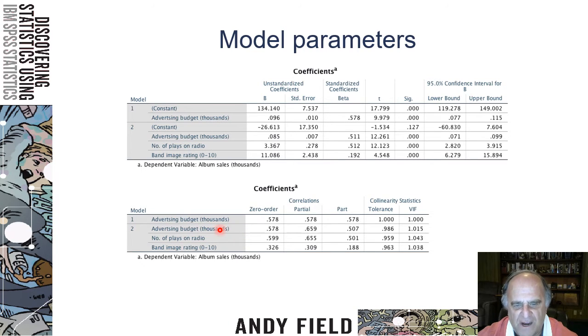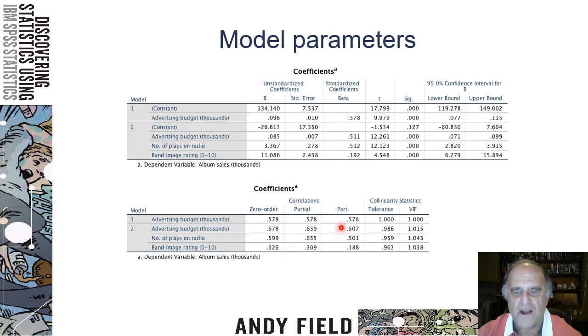Now, if we move to here, what's happening is we're adjusting or correcting the correlation between advertising budget and album sales for the number of plays on the radio and for the band image rating. So this is the correlation between advertising budget and album sales when we correct for number of plays on the radio and band image rating. And you can see it's actually a little bit higher.